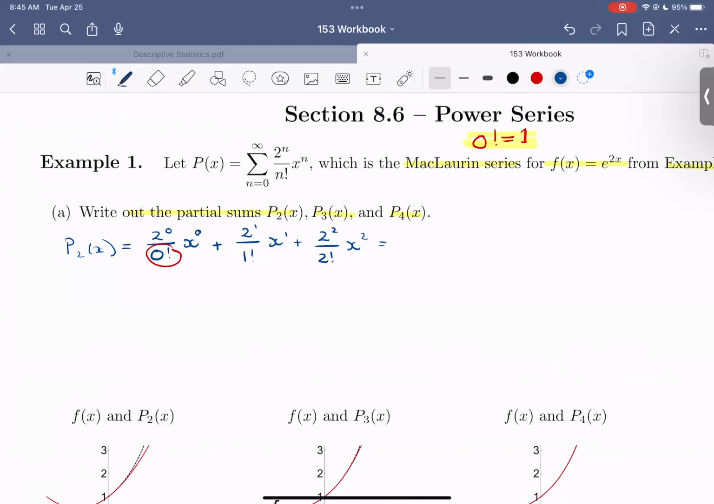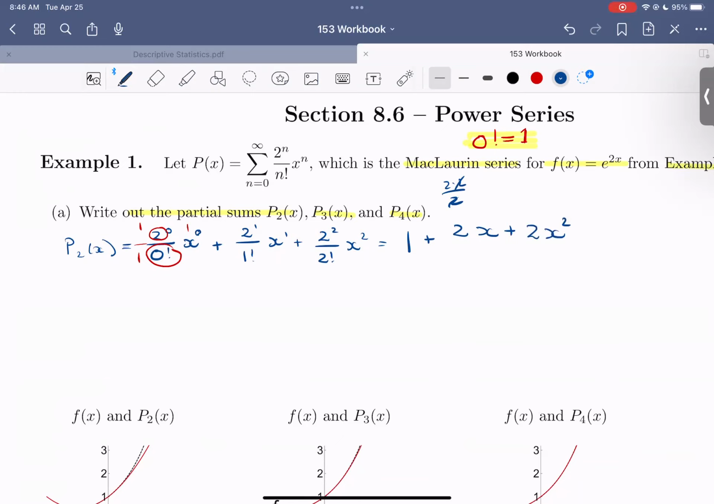So we can simplify here. 2 to the 1 is 1, so we get 1 over 1, which is just 1. x to the 0 is 1. So that becomes 1 plus 2 over 1 factorial, which is just 2, so 2 times x, plus 2 squared is 4. 2 factorial is 2. So that becomes 4 over 2, which is just 2. So plus 2x squared.